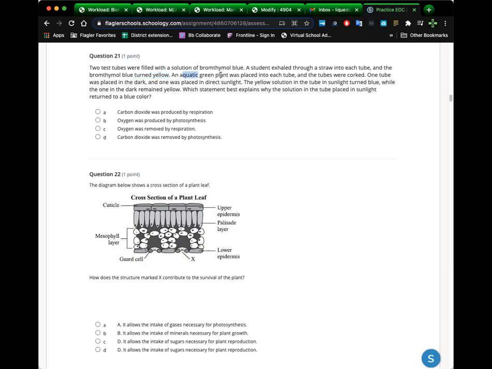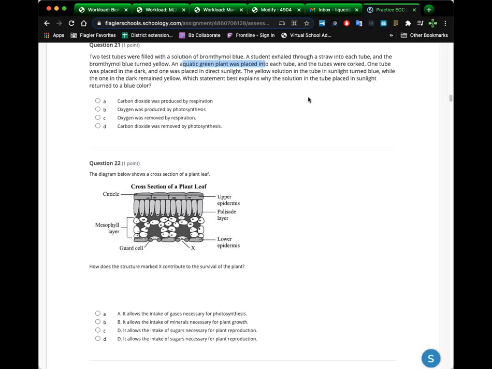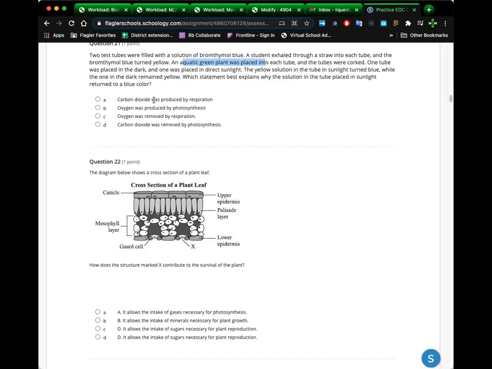All right. Now, plants, obviously, they absorb CO2 for photosynthesis. So if you have an aquatic plant, you put it in that cup that is now full of your CO2, that plant's going to absorb the CO2 and it's going to turn back to blue. Okay, really simple. So carbon dioxide was produced for respiration. BTB changes with carbon dioxide. So it's either A or D. Okay, so it's going to be D.